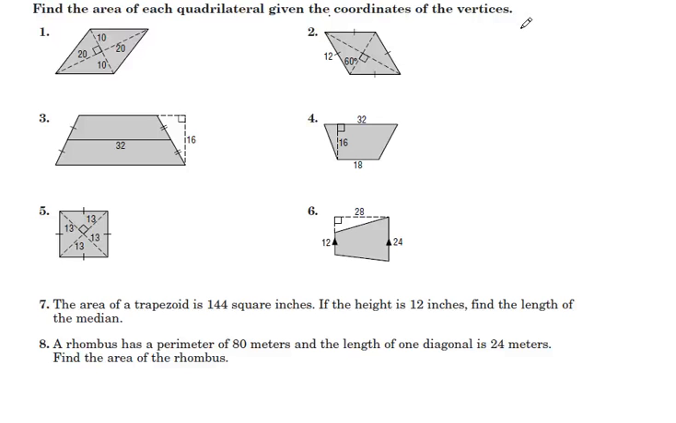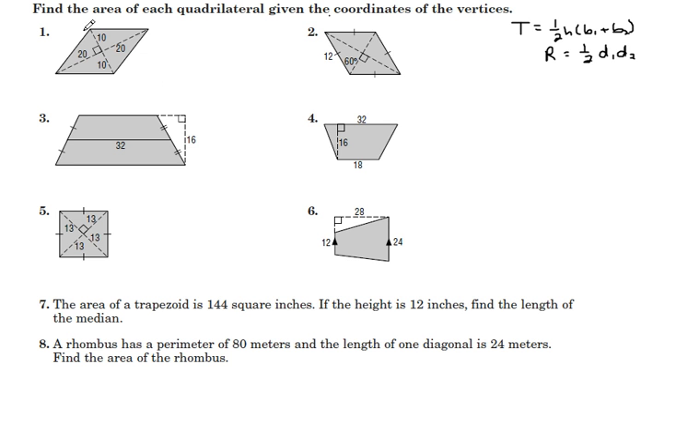Hello everybody, in these exercises we're going to be finding areas of trapezoids and rhombi. We need to know a couple formulas for that. The area of a trapezoid is 1/2 the height of the trapezoid times the first base plus the second base. The area of a rhombus is simply half of the product of the diagonals, d1 times d2.